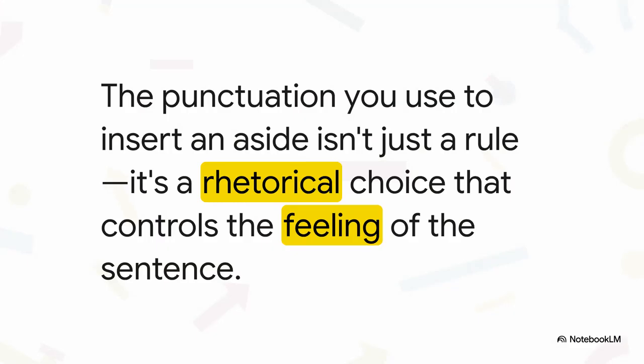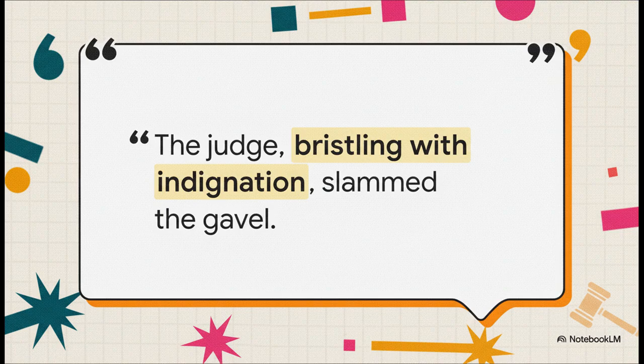So let's say you want to insert a little extra thought into a sentence, an aside. You've basically got three choices. You can use commas, parentheses, or the em dash. But as we're about to see, the tool you choose completely changes the entire feeling of the sentence. First up, let's try commas.